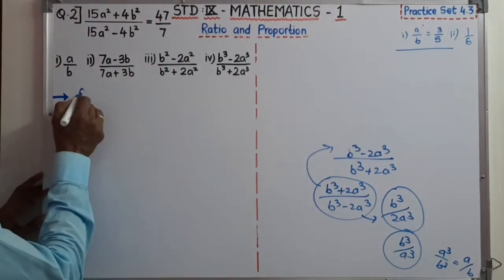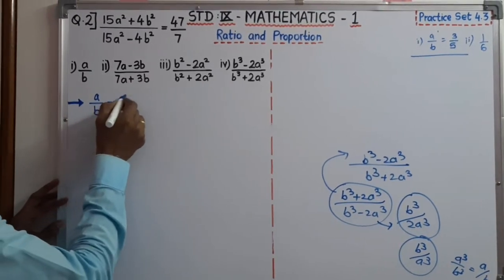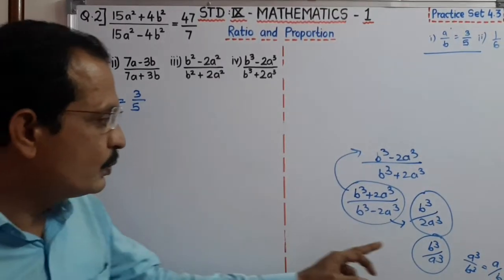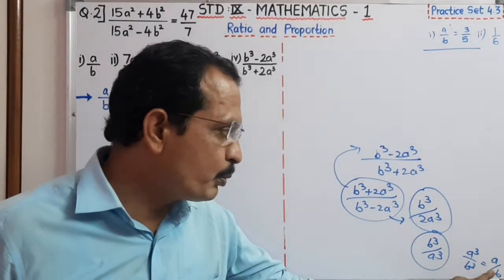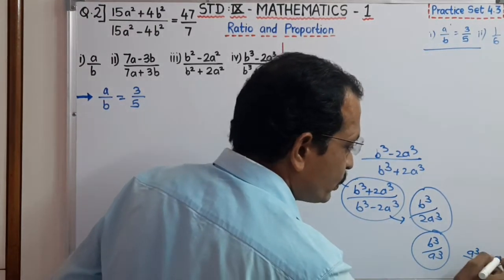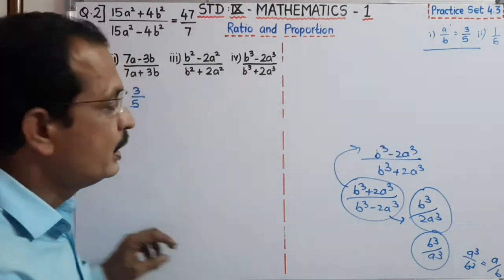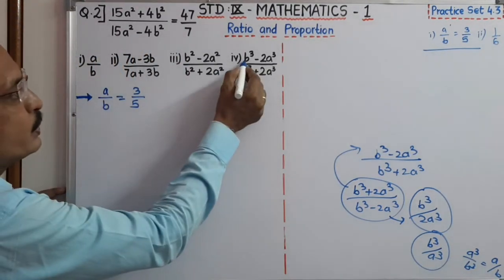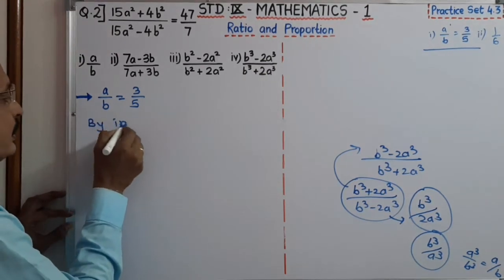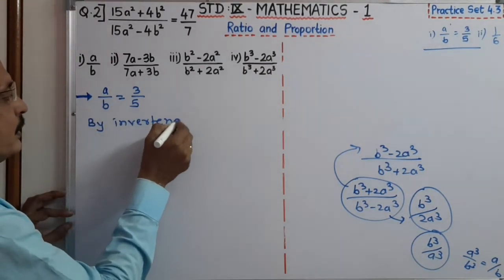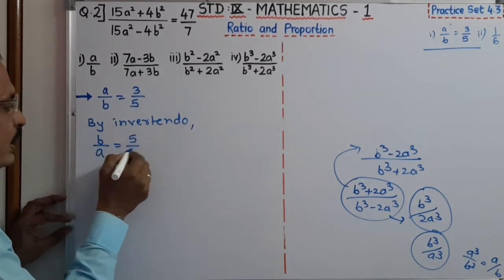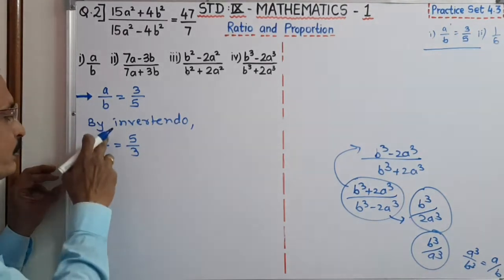Therefore, dear student, we know that a upon b is equal to 3 upon 5. Therefore, first of all, dear students, we require a upon c. A upon b is there. For that purpose, see dear student, we have to do first of all invertendo. Then we get b upon a, because b cube minus 2a cube is there. Therefore, by invertendo, we got here b upon a is equal to 5 upon 3. We got here b upon a.